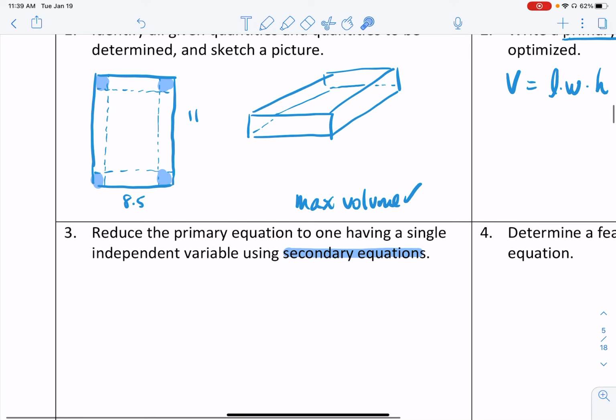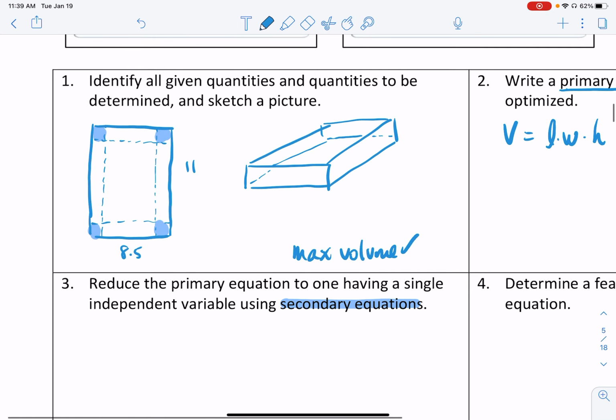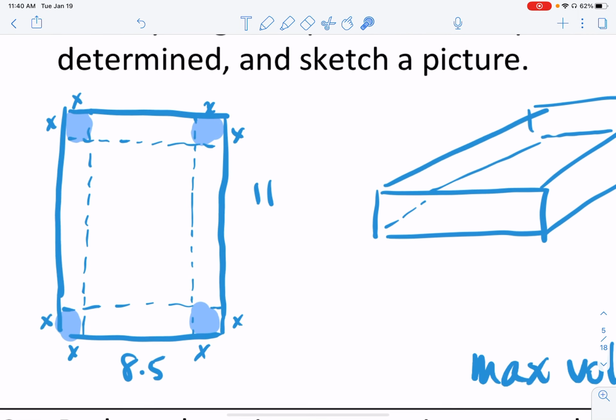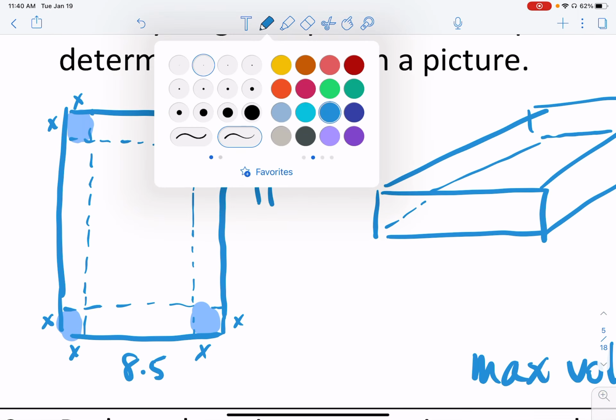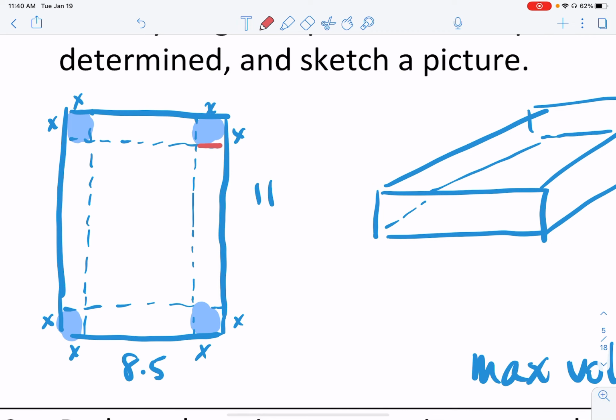Okay, so I have a length, I have a width, and I have a height. I need to rewrite all of these things in terms of the same thing. So let's go back to our picture. Let's define a couple of things. Well, I have to take the same size square out of each one of these corners. I don't know how big that square is going to be, so why don't I just call it x? So here's an x here and here's an x there, right? And since all of these are the same, I'm going to have the same size square on each one of these corners.